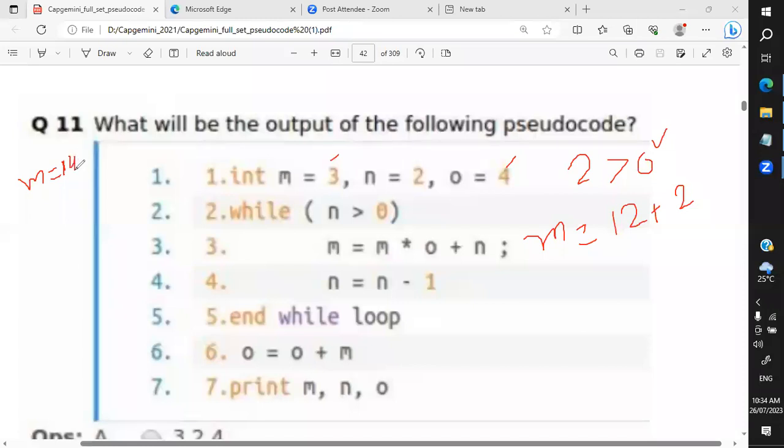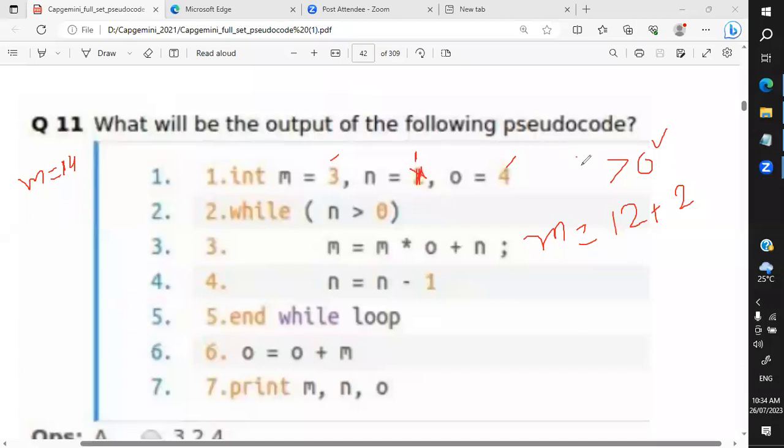Then after that, we are writing N equal to N minus 1. N value was 2. That would become 1 now. I'm just crossing it here only. N value is right now 1. After that, end while, that means it will go back to the while loop. 1 greater than 0. Now the condition is what? 1 greater than 0. Is it true? Yes. As it is true, what will happen?